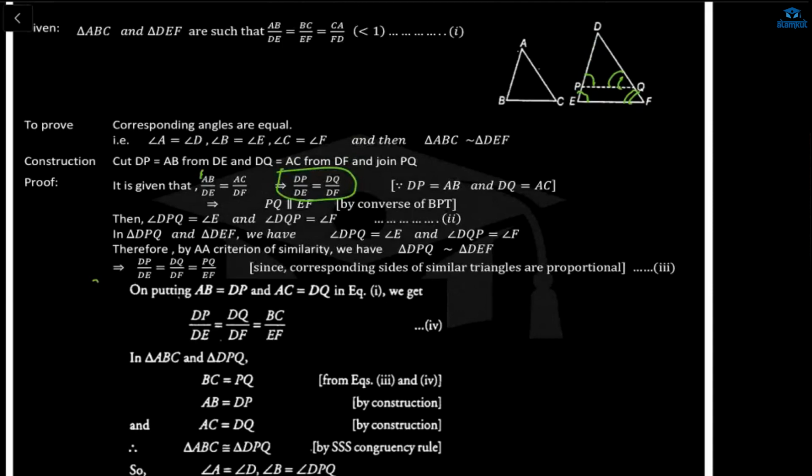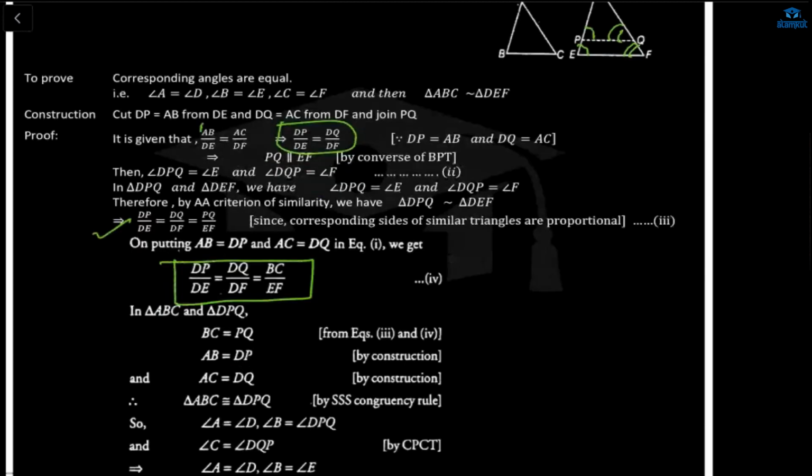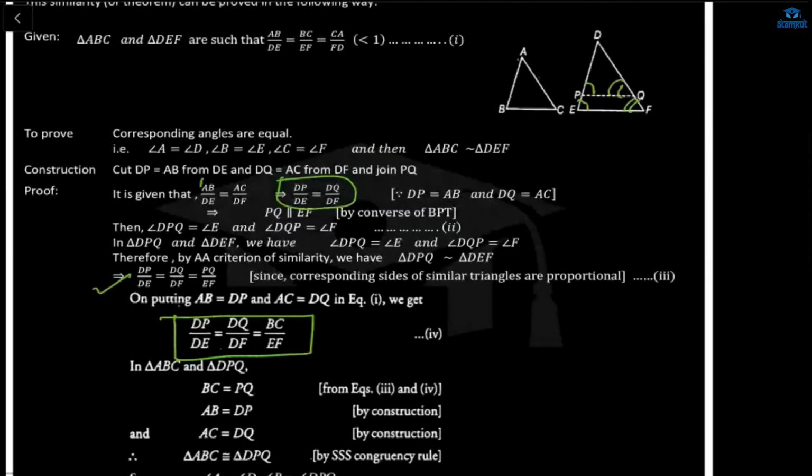Now if we put AB equal to DP and AC equal to DQ, because we have made the construction in such a way, then it will be DP by DE is equal to DQ by DF is equal to BC by EF. Now we'll take these two triangles, triangle ABC and triangle DPQ.